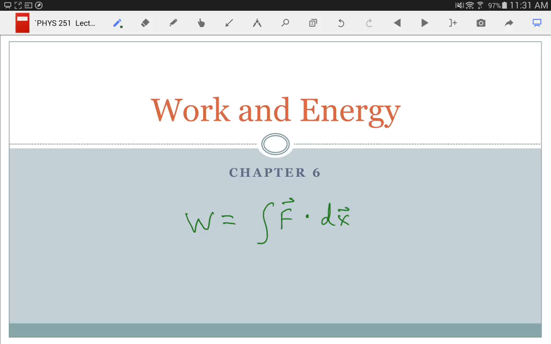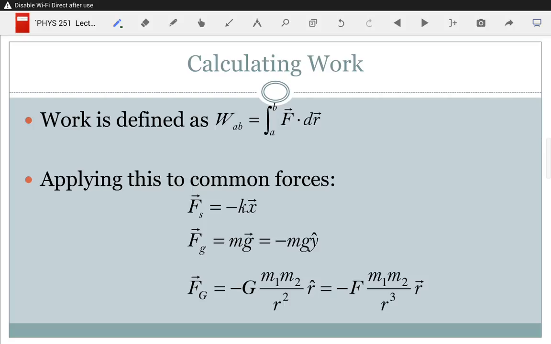Now, work is always going from point A to point B, so I should have put here also limits from A to B. And in fact, on the next slide, I have the equation. Work is equal to the integral going from point A to point B of force dot dr. So we're going to apply this to, first, some common forces to find the work done by those forces. So the elastic force, the force that acts on a spring. The force that acts on a spring is minus kx.